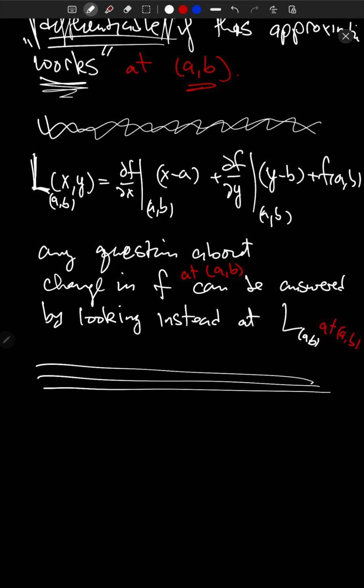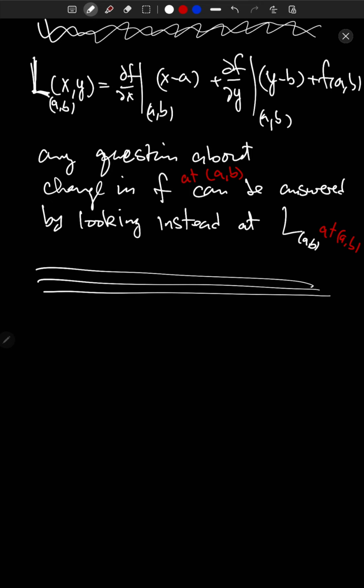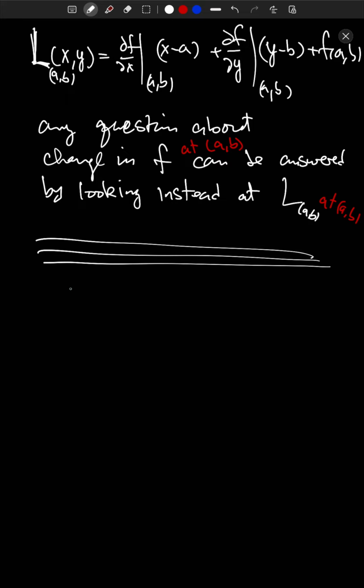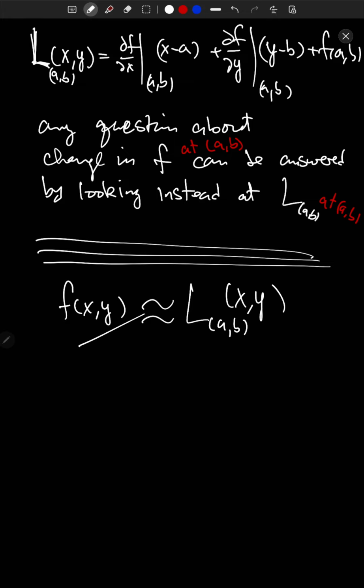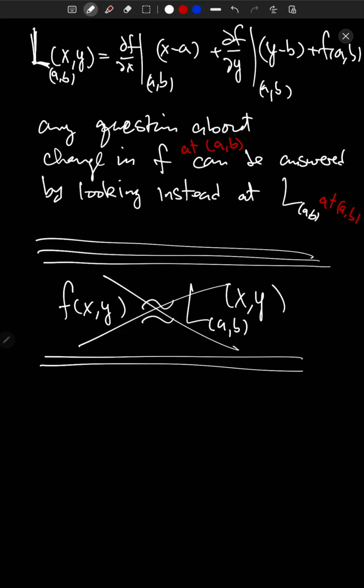Before we go on, all the functions that we're going to be playing with are going to be differentiable. So they're going to have tangent planes. But you can easily make up functions that are not differentiable, where the approximation f of x comma y is roughly L sub ab at (x,y) actually fails. But we're not going to play with those functions in this class.